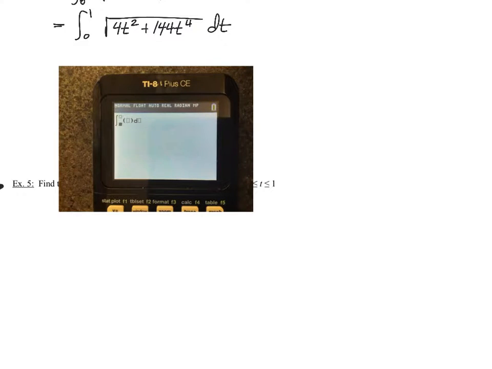So that's what I'm going to do. 0, hit the up arrow, 1, right arrow, square root. You could use x's, t's, whatever. I'm going to use x's. 4x squared plus 144 x raised to the 4th. Pop an x on the outside. And then hit enter. And you're looking at about 4.149. So approximately 4.149.